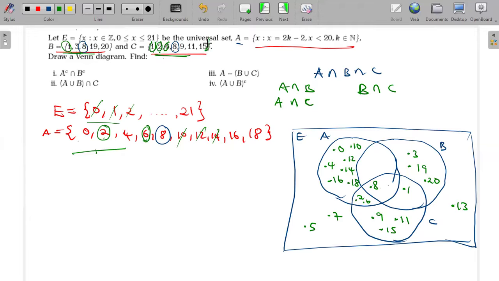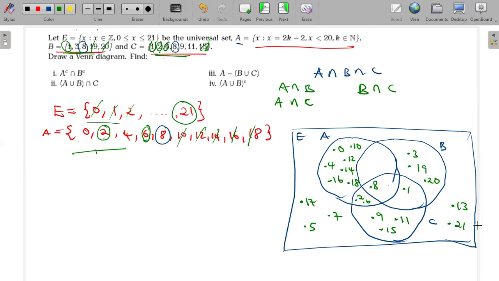15, yes, 15 has been removed. It's there. 15, 16, 17. No, 17 has not been removed. So 17 is going to be there. 18, 18 has been removed. 19, 19 also has been removed. Then you have 20, 20 also has been removed there. Okay, then that leaves us with the last number, which is 21. So 21 is going to be there also. So 21 will be outside.